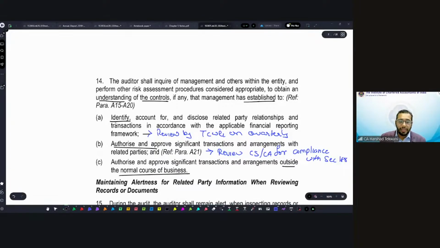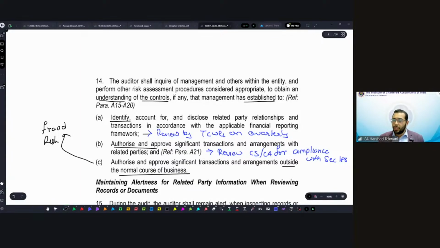Now here again another risk comes into the picture: fraud risk. Why? What was the need of having a transaction outside the normal course of business, and that too with a related party? There is a fraud risk factor. So in that scenario, you need to be more alert if you see these kinds of transactions. Clear?